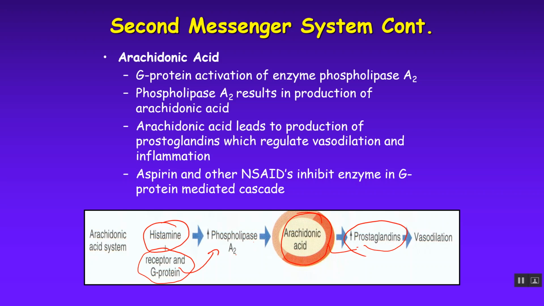And so things like aspirin and other non-steroidal anti-inflammatories inhibit the enzyme phospholipase A2 in the G protein mediated cascade. So when you get to NSAIDs in your pharmacology, you'll understand that you're inhibiting this G protein mediated pathway by inhibiting phospholipase A2. So you can't produce arachidonic acid, which then makes your inflammation seem less and your pain is less because your free nerve endings are not as hypersensitive, since there aren't the prostaglandins around.